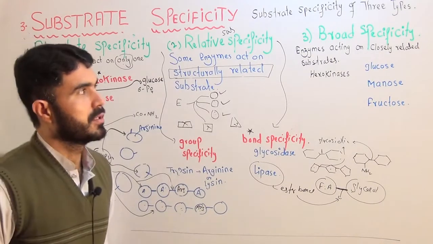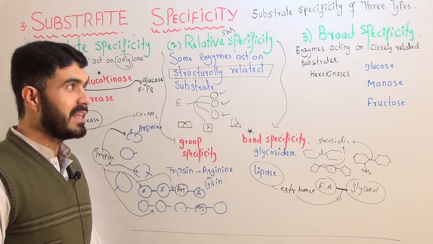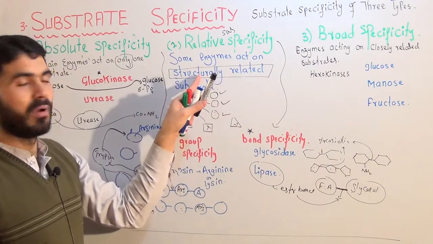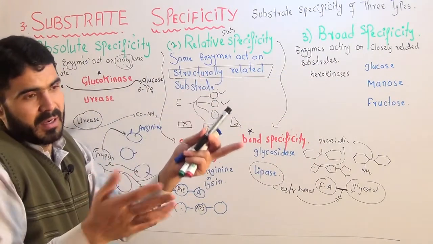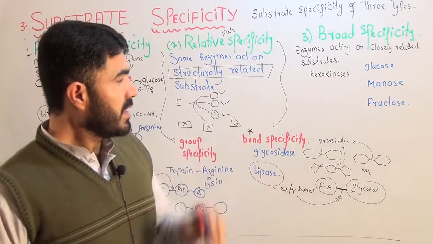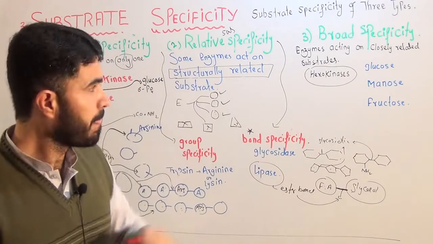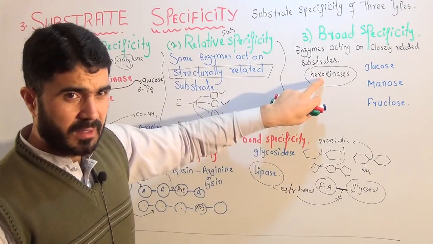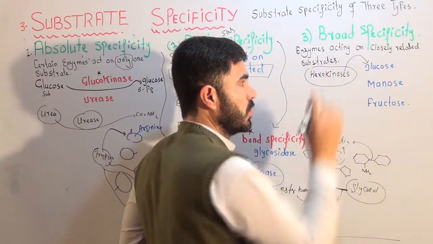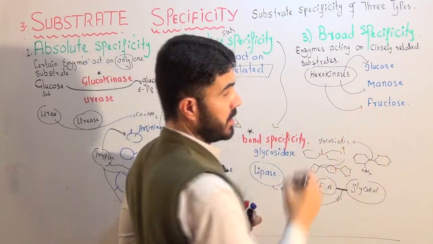Now the last one is broad specificity. In broad specificity, the enzyme is acting on closely related substrates. There is no word of structure over there. Closely related, maybe not structurally related, but closely related. One example is available here. That is called hexokinase. Hexokinases are a group of enzymes that can act on glucose as well as on mannose as well as on fructose.